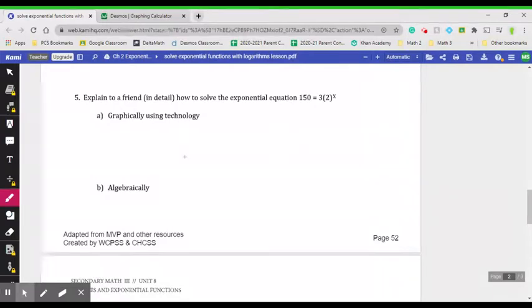So as far as explaining in detail how to use these different methods, the main idea that we were looking for graphically would be to have the left side, which is just 150, be an equation, and then y equals 3 times 2 to the x is the other equation, and we would see where they intersect. And that point is going to be your answer.